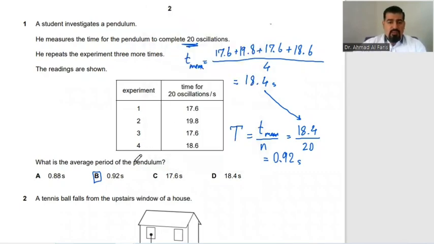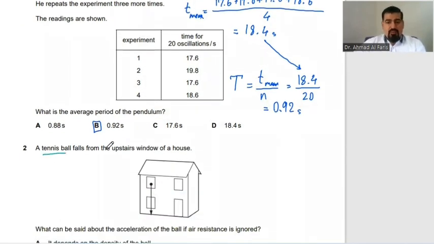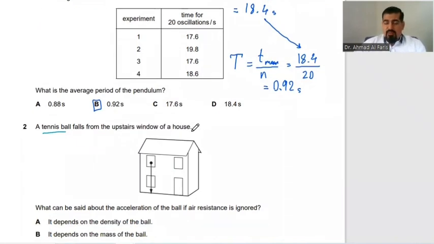Second question, what do we have here? A tennis ball falls from an upstairs window of a house. Now when they said a tennis ball, that means it has a little bit high density. It's not that huge density, so it may be affected by air resistance, maybe not. But since they are saying upstairs, that means 1 floor, so it will not reach that high speed to be affected by air resistance. So maybe the air resistance is negligible, because we know that whenever the speed increases, the air resistance increases. And the most important thing that affects the air resistance is the density of the object.